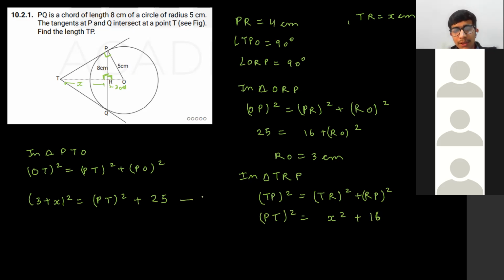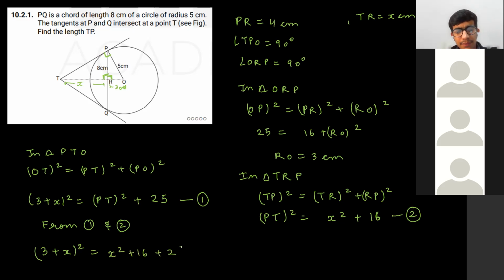So using these two equations, substitute PT square as x square plus 16 in this particular equation. So from 1 and 2, can we say 3 plus x the whole square equals PT square, which is x square plus 16, plus 25. Solve this equation and tell me the value of x.